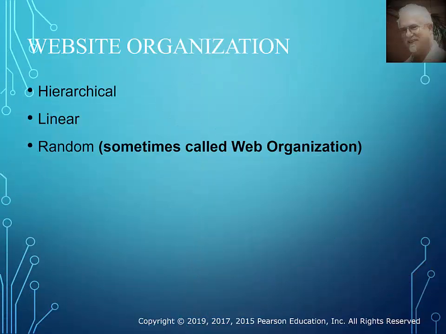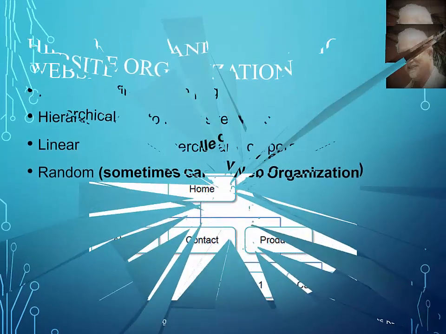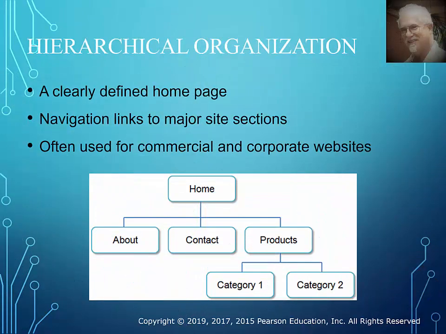There are three basic types of website organization. We have hierarchical, linear, and random. Hierarchical, there are a couple different styles of that. A hierarchical organization is very clearly defined, and this is the one you're going to be using primarily. You have navigation links to all the major site sections, and this is used for commercial and corporate websites. You can see from the graphic here, you have a home page, and then maybe several links in there, and then from each of those links, other links that go further down.